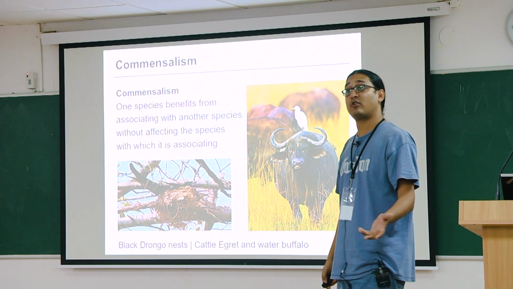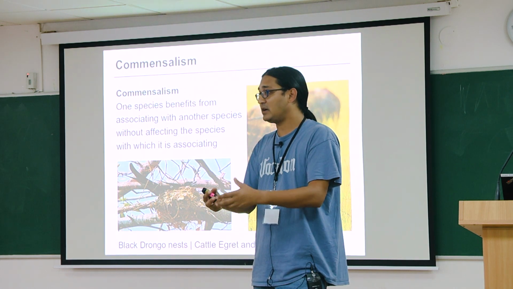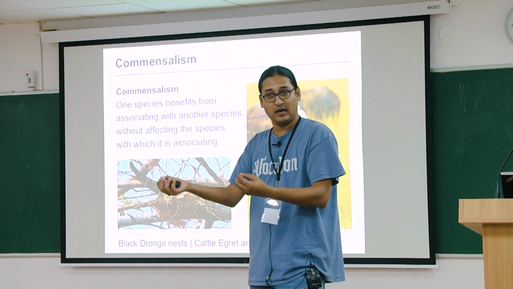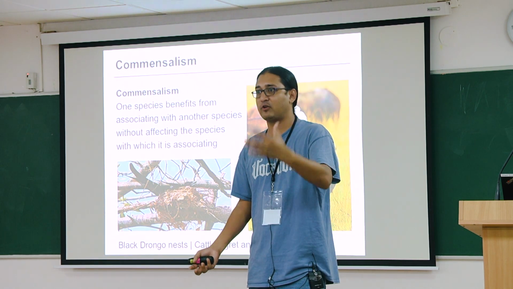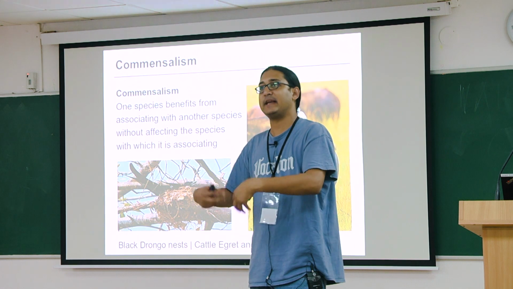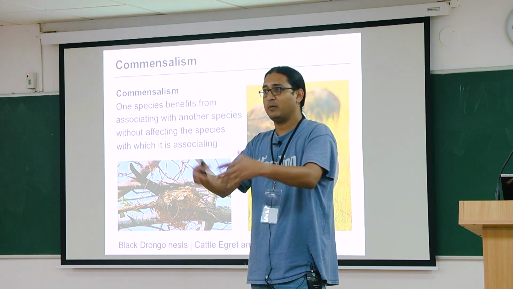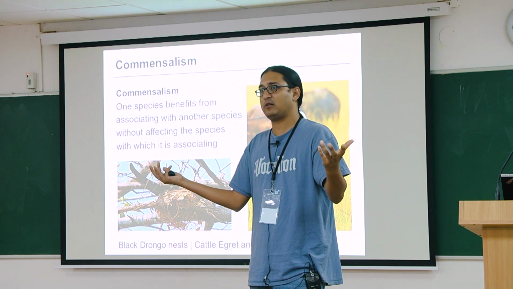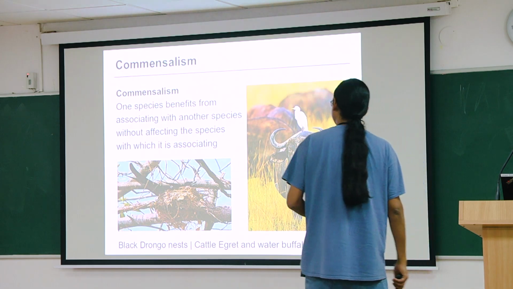Another example is black drongo nests. You know, black drongos are very aggressive birds. When they build nests, a lot of other species will build nests around them or next to them because they know that if a predator comes in, the black drongo is going to attack it. So their nests are also safe. So they get benefits from associating with the black drongo. Black drongo doesn't care. Right? So this is a commensalistic relationship.